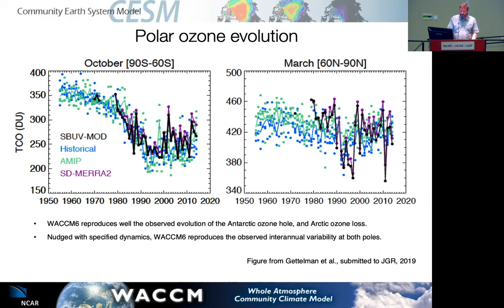In different configurations of WACCM, the free-running coupled ocean in blue, and green showing with a data ocean model. And finally, when we constrain WACCM with specified dynamics in the purple, we really reproduce well the interannual variation up and down of the ozone hole in the Antarctic, as well as the ozone loss in the Arctic.